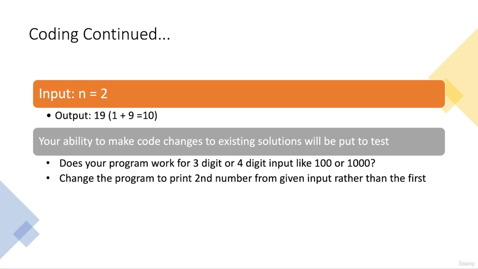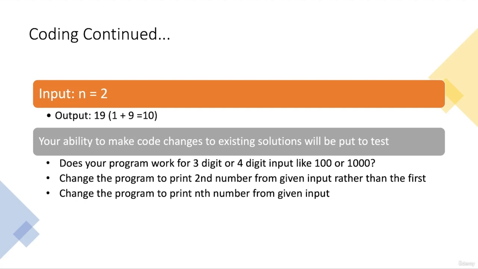Can you change that program for yourself? How much time are you going to take for that? That is something I really want you to evaluate after this lecture. So do take a note of these two questions: whether your program works for 2, 3 or 4-digit input, and can you change the program to print the second number from the given input. Now here's the tricky one. Why second? I want to print the nth number from a given input. How do I make the changes to the program?